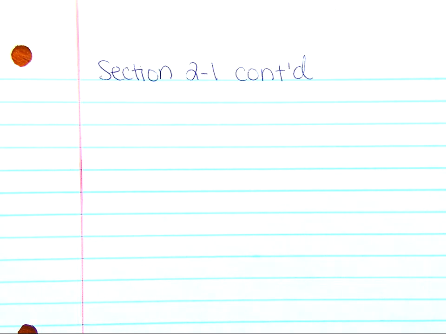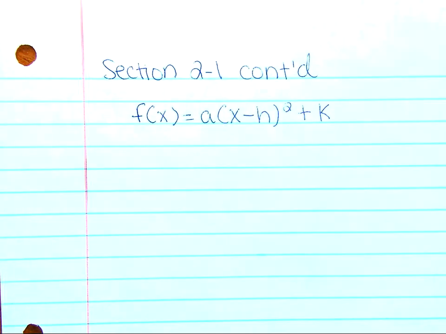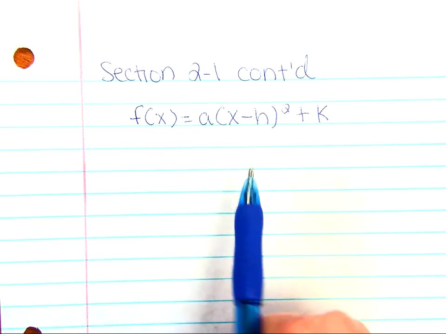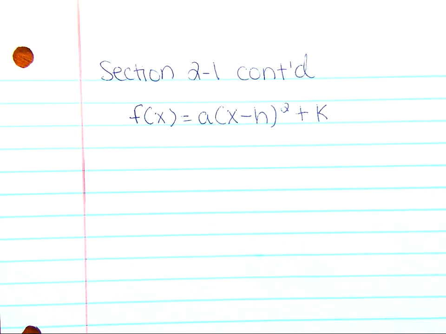Okay, so this video is going to continue section 2.1. The previous one you watched talked about the standard form of a quadratic. And remember, the standard form of a quadratic should look like this. Okay. And this video is going to talk about what you do if you have something that is not in this form, because we need to be able to get it to that form so that then we can tell some things about it.